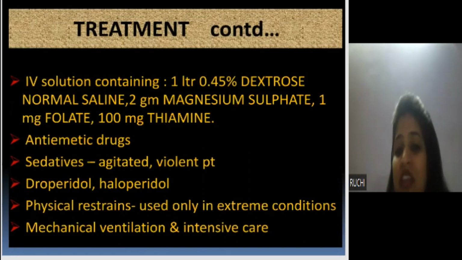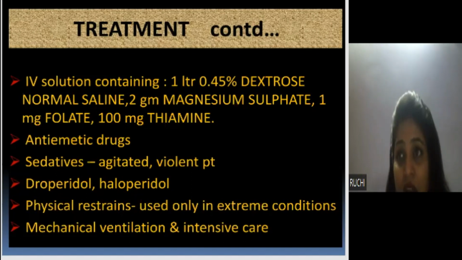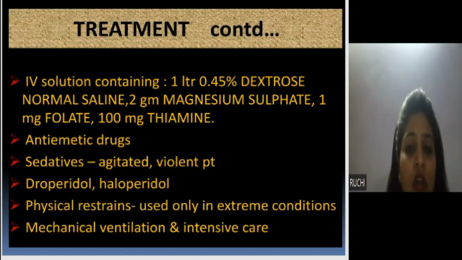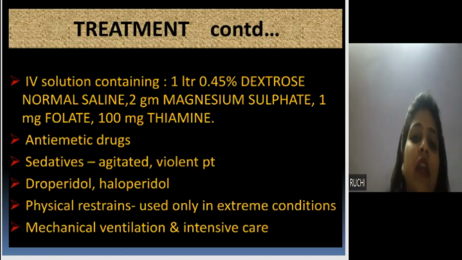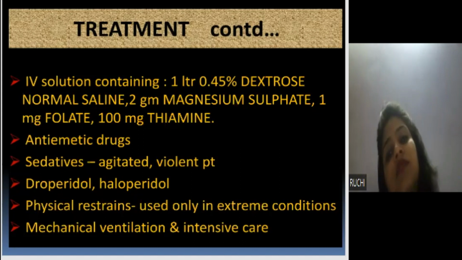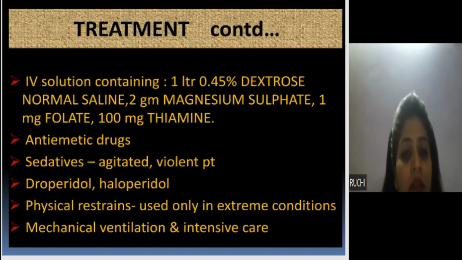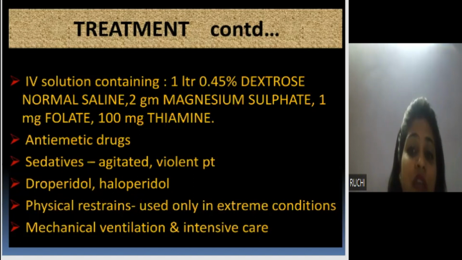Sedatives, if the patient is agitated or in a violent state, but while giving sedatives, we should be looking for the protection of the airway. That is a must. If we have to give sedation to an alcohol intoxicated patient, we might need to intubate the patient at the same time, so we should be ready with that. Haloperidol or droperidol might help to calm down the patient.